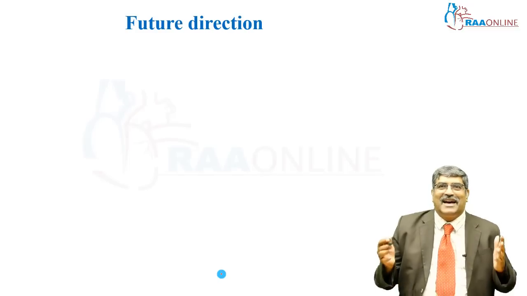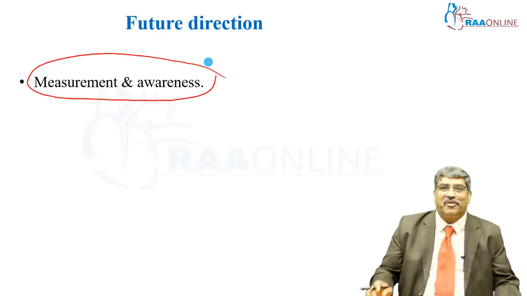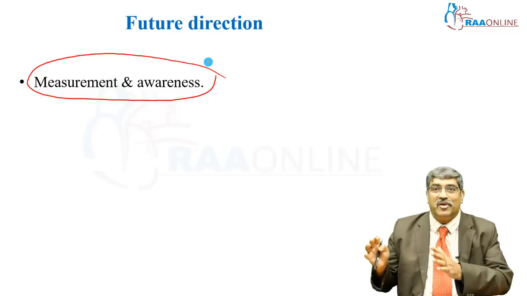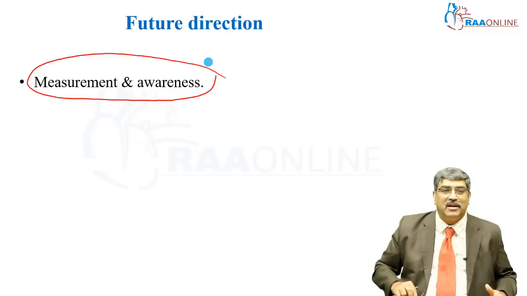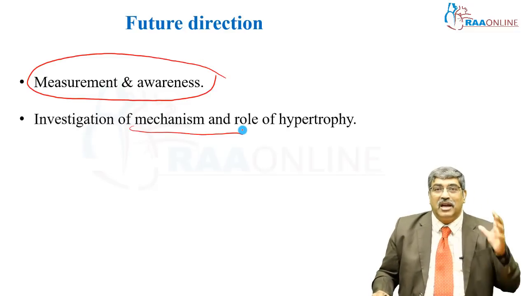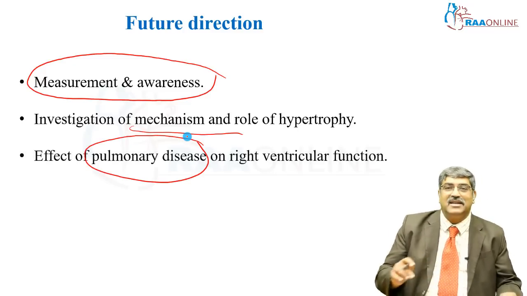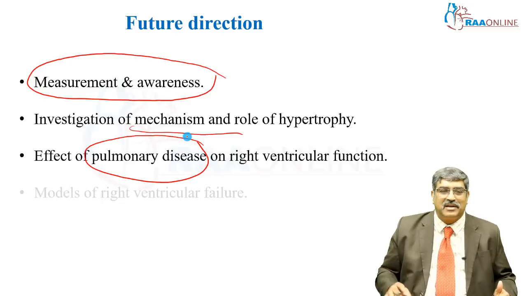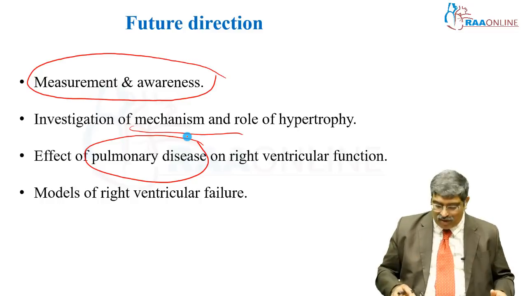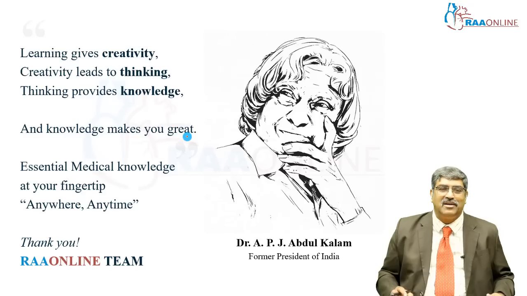So coming to future direction of treating the right ventricle, you have to measure and be aware of the right ventricle as it is very common for the left ventricle. You have to treat the right ventricle very similar to the left ventricle. Investigate the mechanism and role of hypertrophy in causing right ventricular dysfunction. What is the effect of lung disease on right ventricular function? So replicates of a lot of right ventricles could be created so that you can go for targeted therapy and improve the outcome in right ventricular dysfunction.